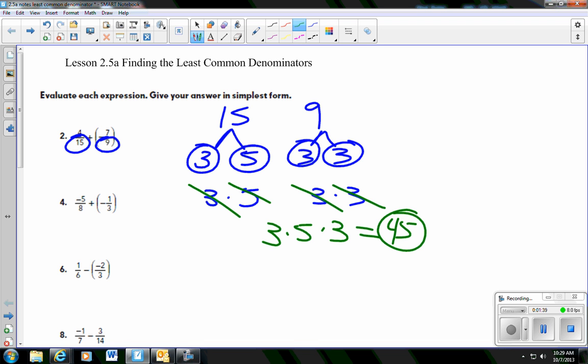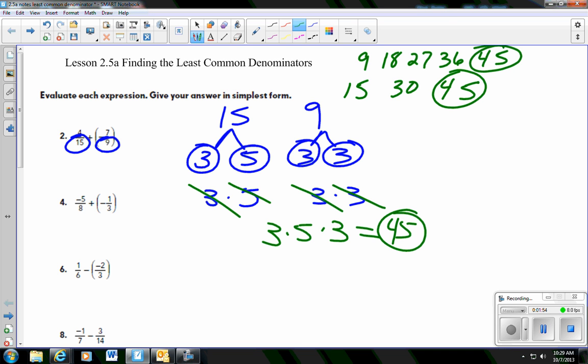The other way to do this is to list all of your multiples. You always count by the biggest number first: 15, 30, 45. 9, 18, 27, 36, 45. So you would just keep counting until you found the first one that they had in common. Okay?